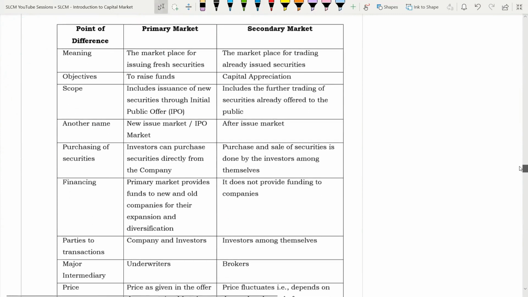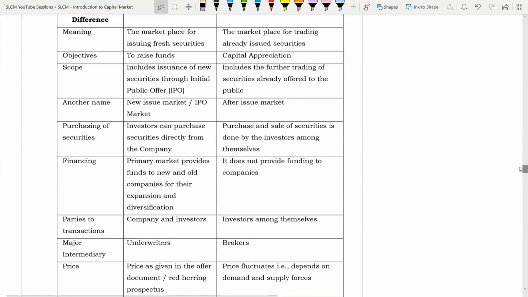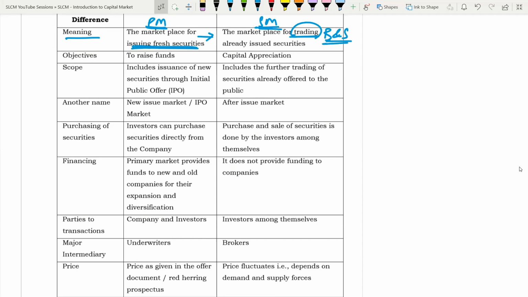Now, what is the main difference between the primary market and the secondary market? First, talking about the meaning, we all know that the primary market is for issuing fresh securities. Whenever we issue new securities, we first issue them in the primary market. Only then are they traded in the secondary market. So the primary market is a place where fresh securities are issued for the first time. In the secondary market, we only provide a trading platform. All those shares which are issued here will automatically move to the secondary market when buying and selling is required. So the primary market is the issuing market, whereas the secondary market is the trading market.